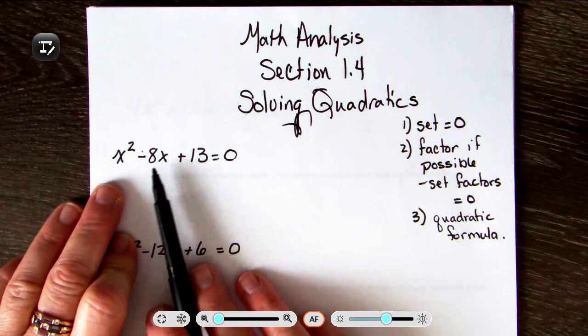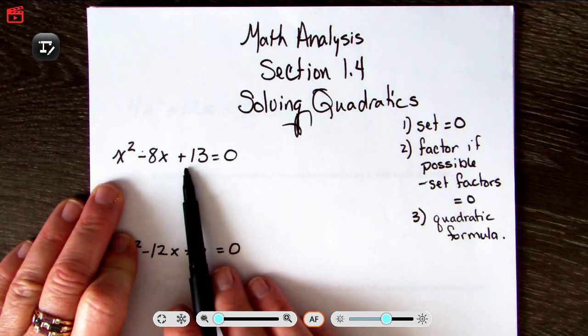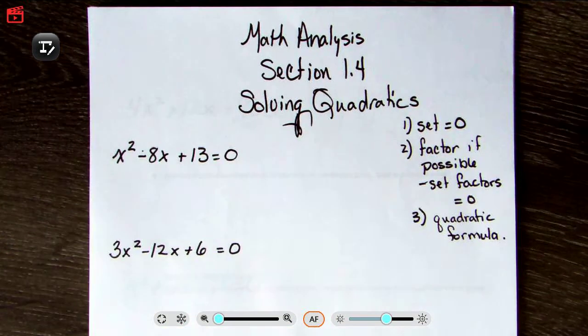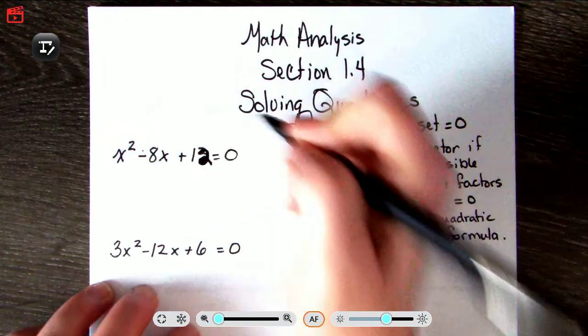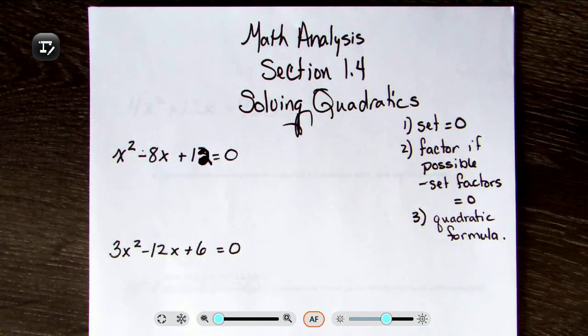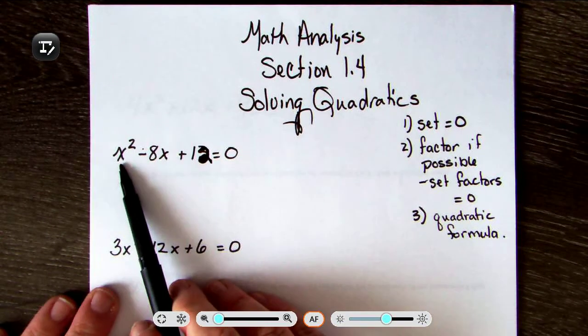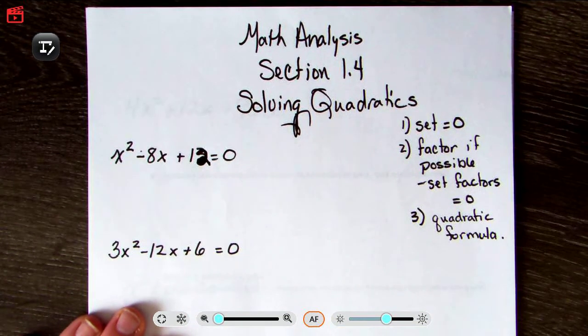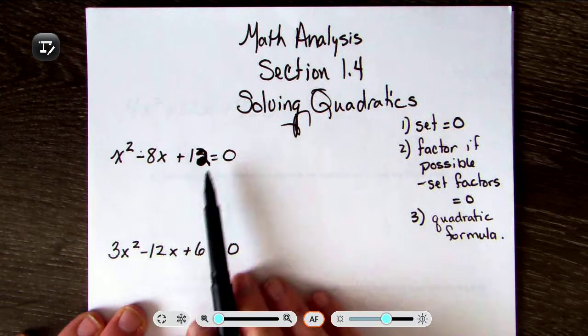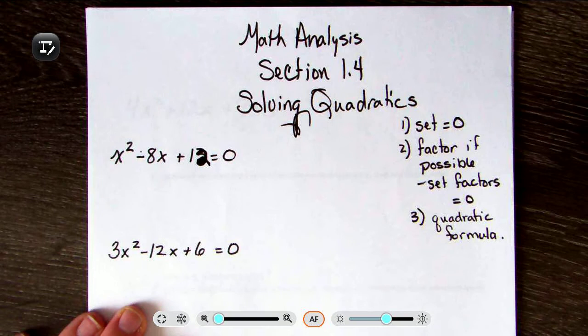So we have x squared minus 8x plus 13. And the first thing we're going to do is to try to factor this. So we're looking for, and I'm going to change this to 12 so it starts out nice. Why did I write 13? So x squared minus 8x plus 12 equaling 0. The first thing I'm going to do is I want to factor it if possible. So I wanted one that factored, hence the reason I changed it to 12.